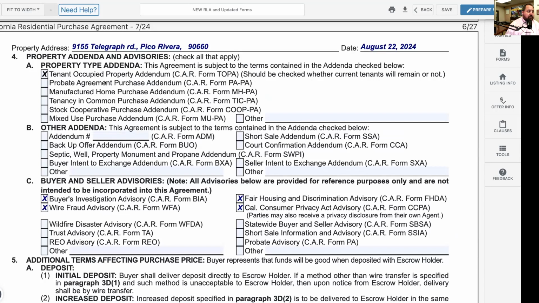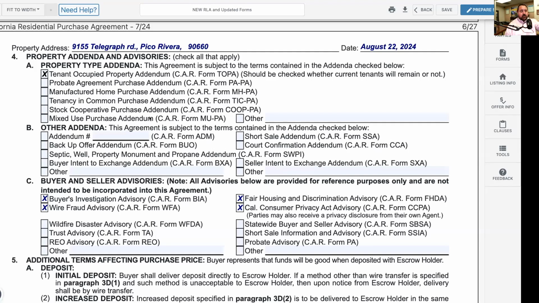These other property type addenda, so if this was an offer that we were writing on a probate, then we would have this box checked to make sure that the probate purchase addendum was incorporated. If it's a manufactured home or mobile home, we have to make sure this box is checked to make sure it's incorporated, because it is an amendment to this purchase agreement that is specific to that type of property. Same thing for the tenants in common property, stock cooperatives, and mixed use purchase addendum.